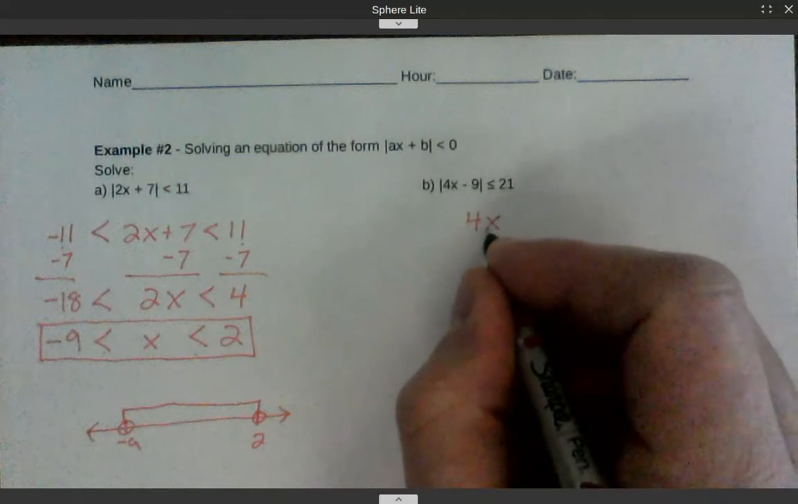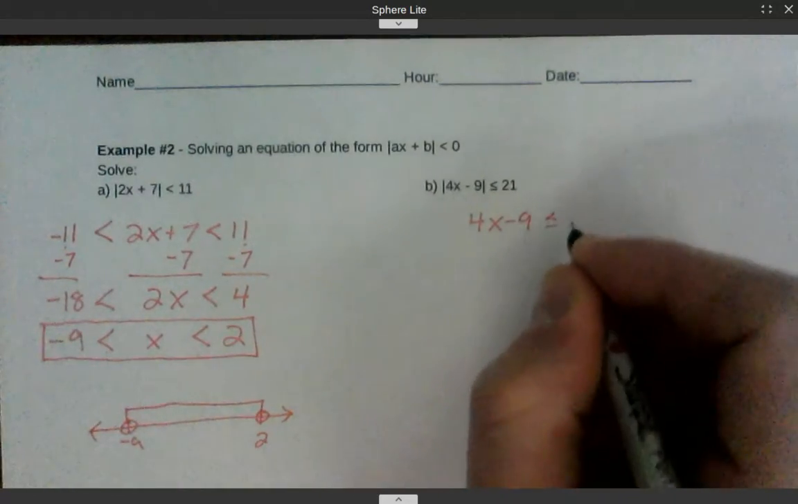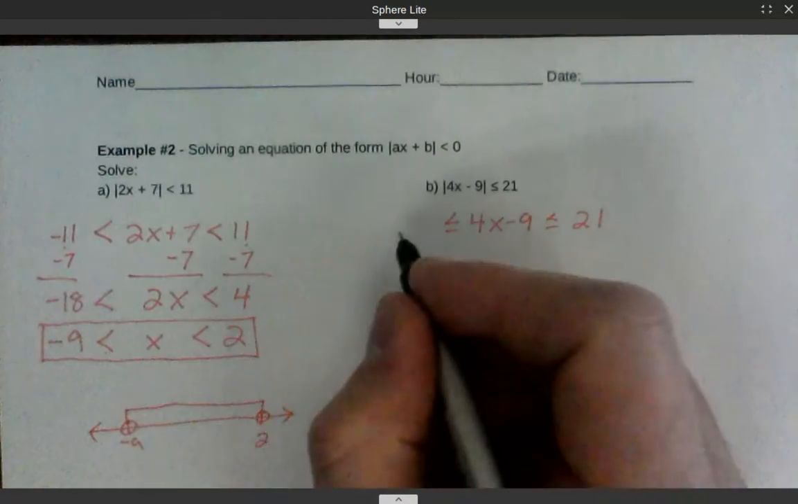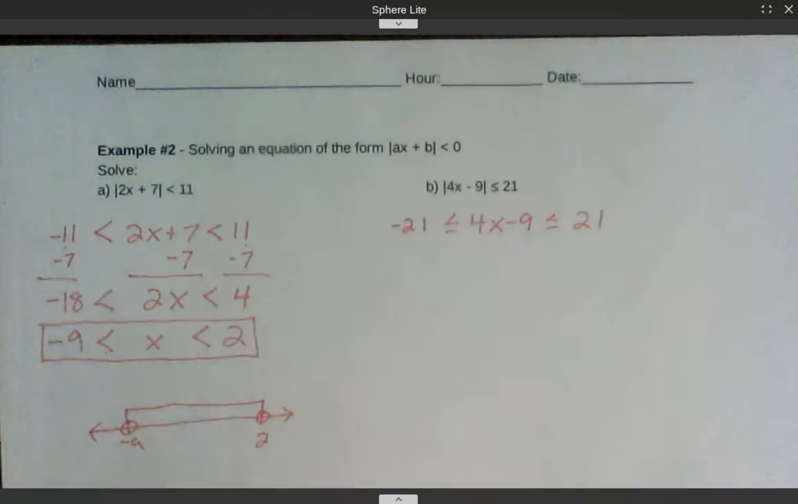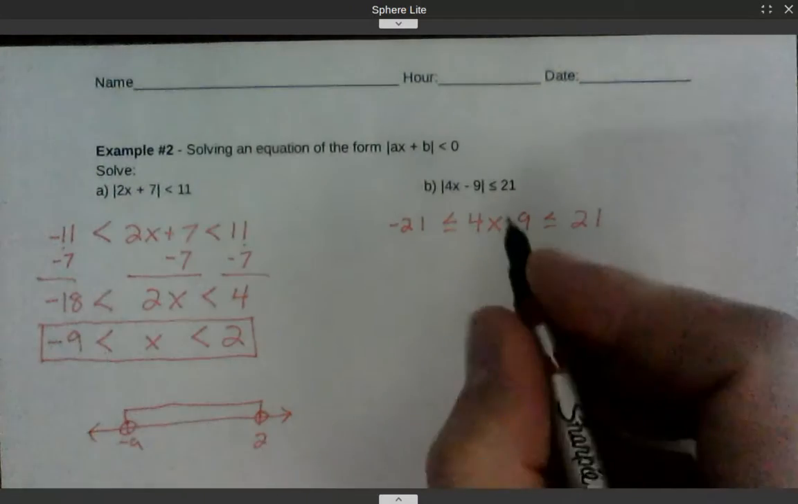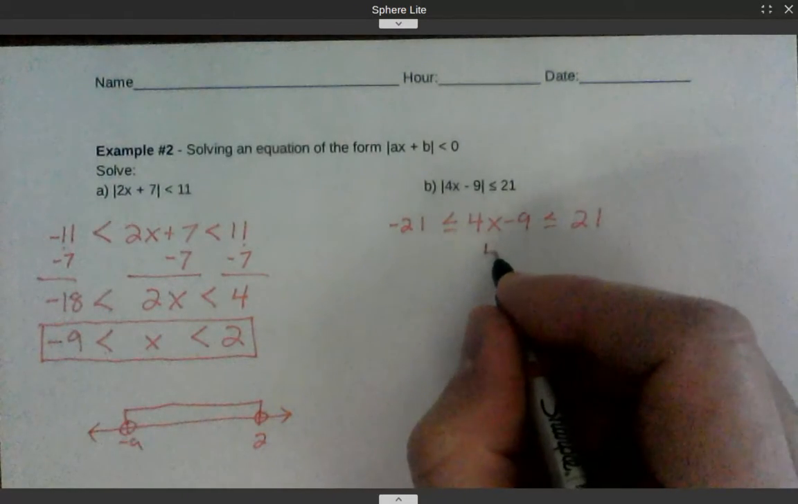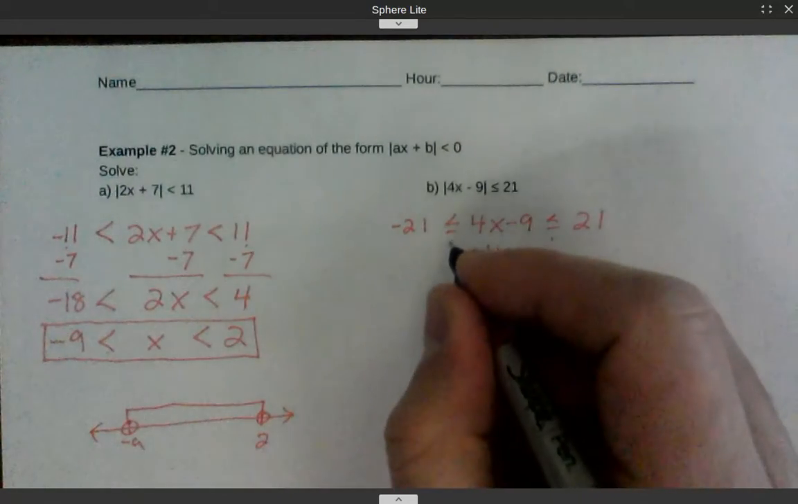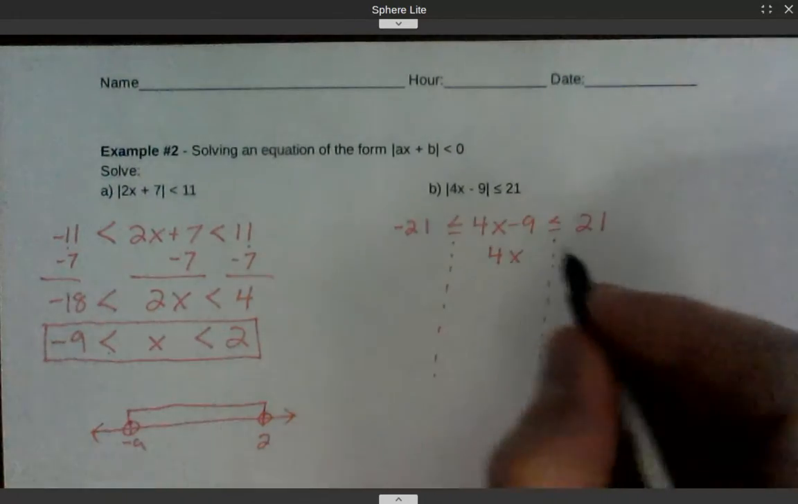We're going to do 4x minus 9, and we're going to set it up just like we would without the absolute value signs, and then I'm going to set up another one over here so it's the negative, or the opposite value, and I'm going to solve it. So I'm going to add 9 to both sides. So I'm working 2 equations at the same time.